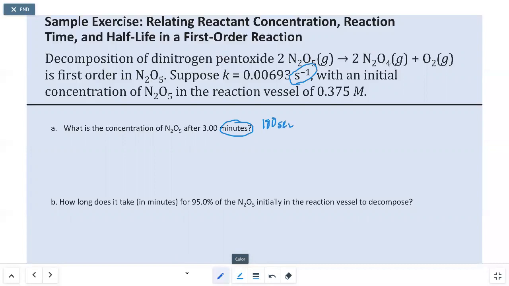Since it is first order, natural log of N2O5 at a given moment is equal to negative K, 0.00693 reciprocal seconds, multiplied by time, 180 seconds, plus the natural log of the initial concentration, 0.375 molar.